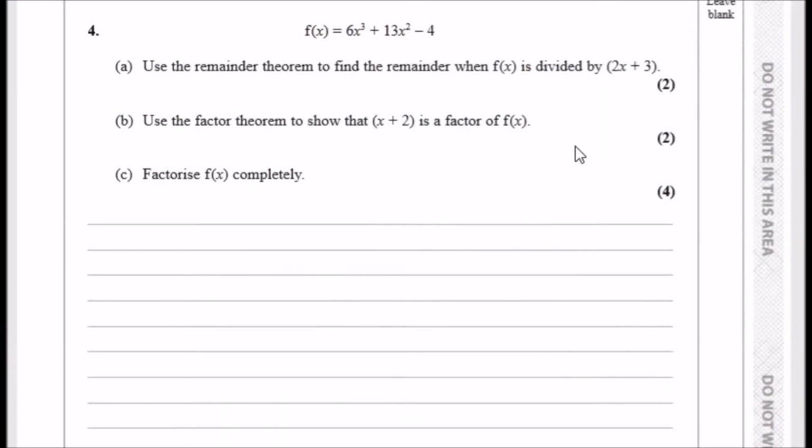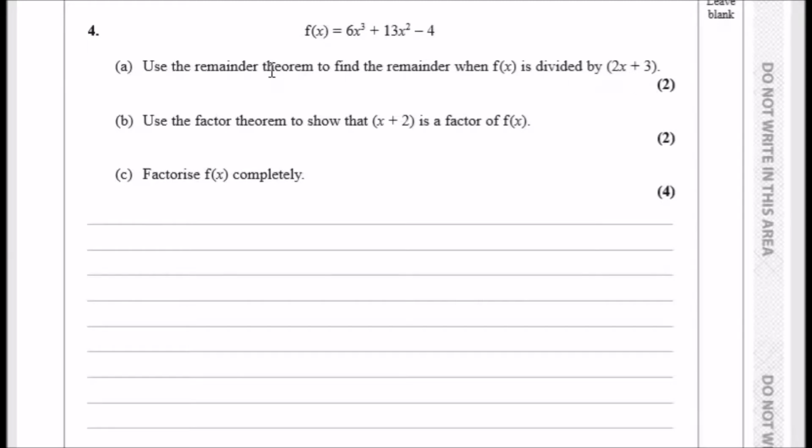Question 4. Okay, this question is actually very straightforward. It's just the remainder theorem, the factor theorem, and then, of course, good old long division, which nobody really likes. So, let's check it out. Use the remainder theorem to find the remainder when f(x) is divided by 2x plus 3.